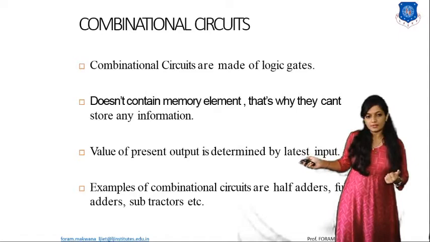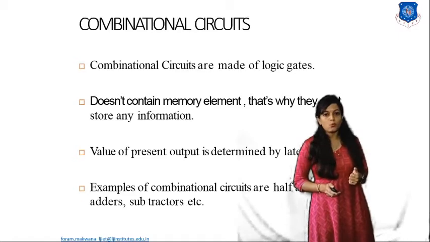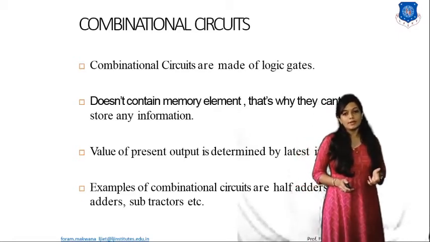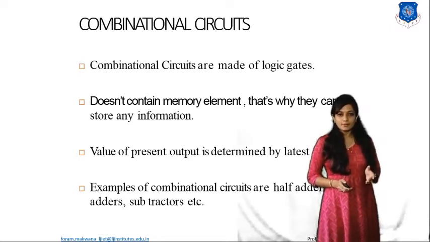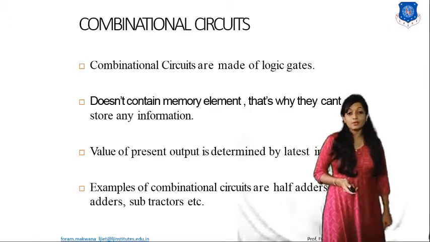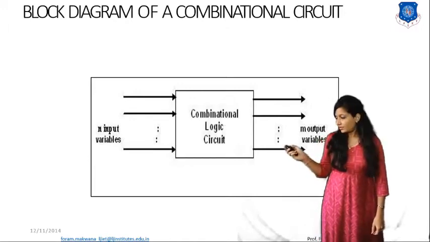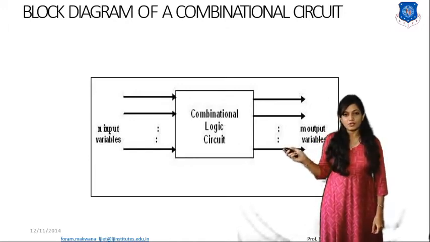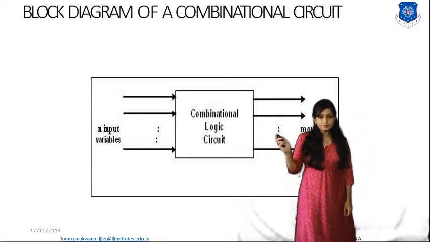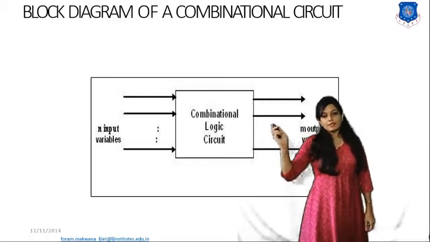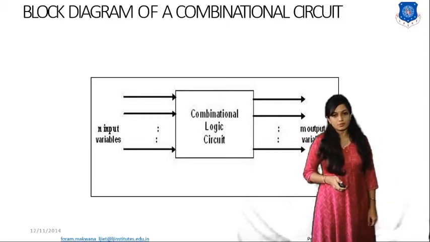The third point that we have discussed, and the examples that we have studied in unit number 2, were half adder, full adder, half subtractor, full subtractor, multiplexer, demultiplexer, decoder, encoder, comparator. Alright. So this is what we have done for the combinational logic circuit. It has an output that depends only on the present state of the input. Alright.